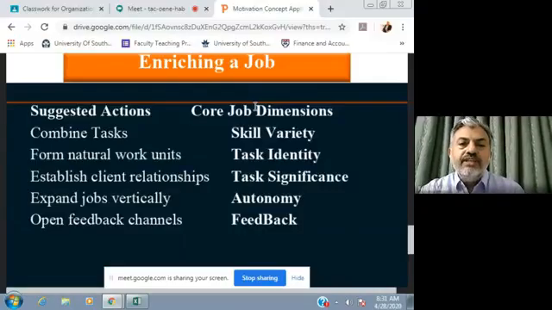Enriching a job requires a set of tasks that need to be performed. On one side, you take the core job dimensions that we have already discussed. They are on the right side: skill variety, task identity, task significance, autonomy, and feedback. And on the left side, you take suggested actions. What are the actions that you suggest to enrich a job?